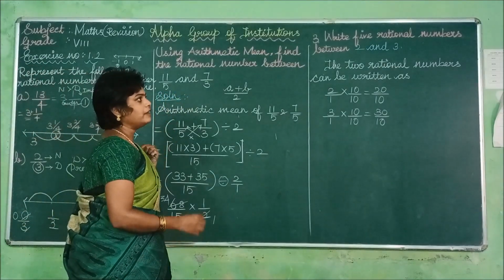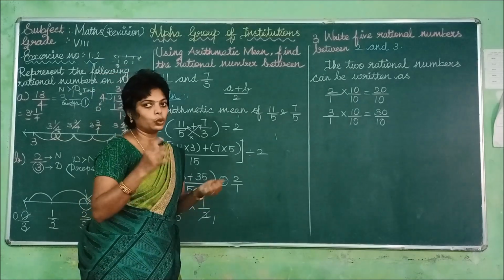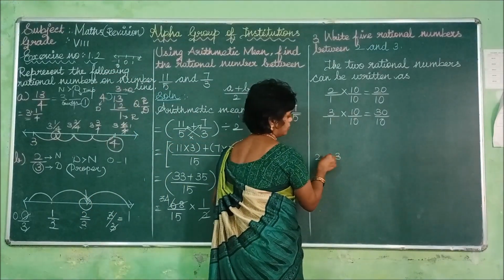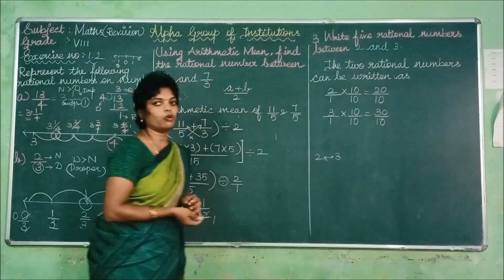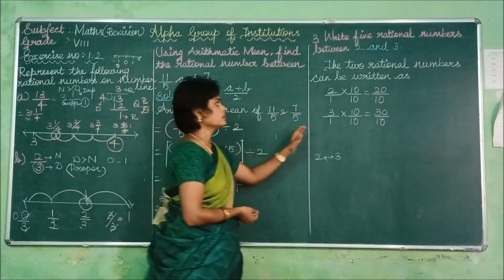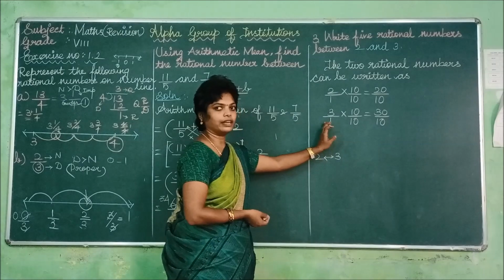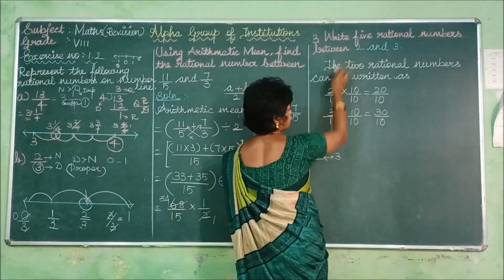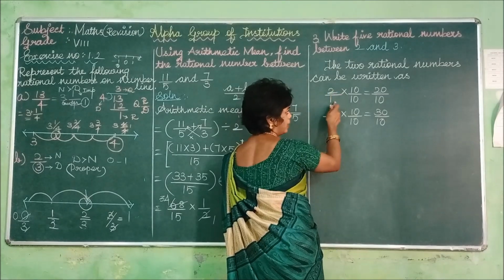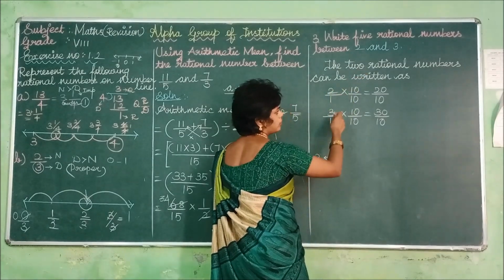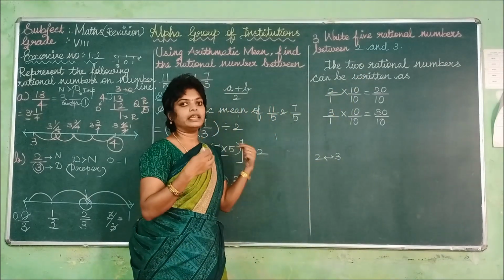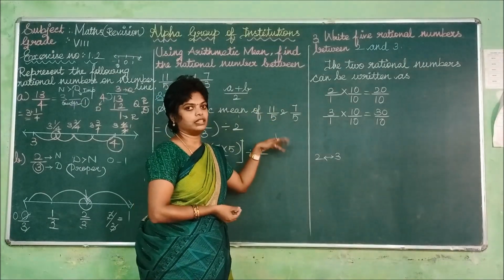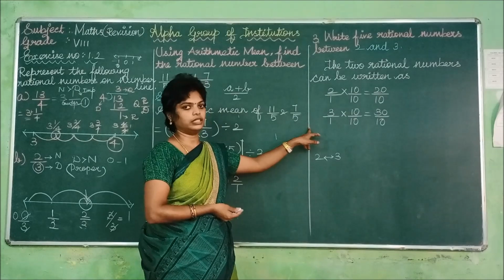So next, write 5 ratio numbers between 2 and 3. Is there any number between 2 and 3? You cannot write any whole number in between. But the ratio number we can write. So how? Write this 2 as 2 by 1 and 3 as 3 by 1. In this case you are multiplying it with 10. With 10 it will be easy for you to understand. That's why we are multiplying this value with 10.